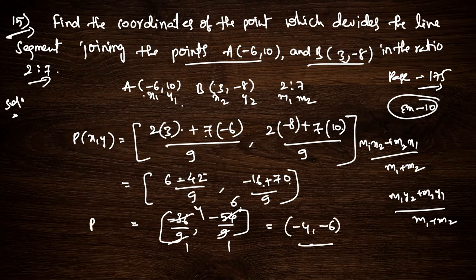So what is that? P x comma y is equal to, now he asked us to find the coordinate point which divides a line segment. So the coordinates are minus 4 comma 6 here. Now moving to the 16th one.